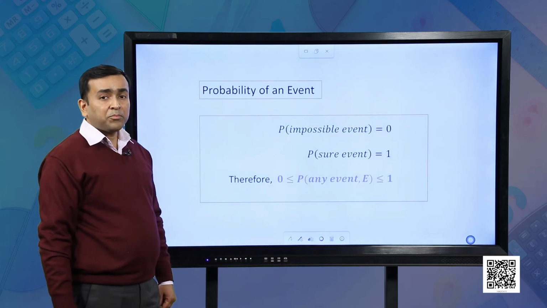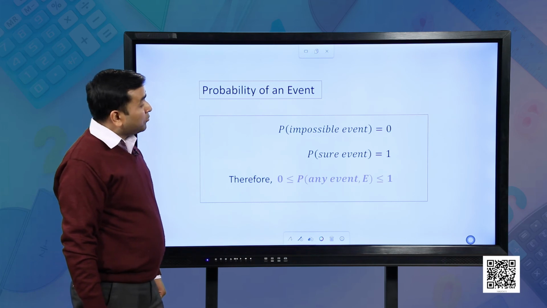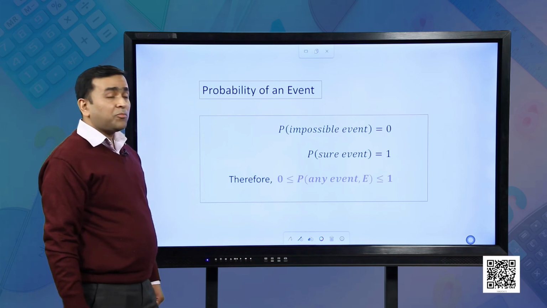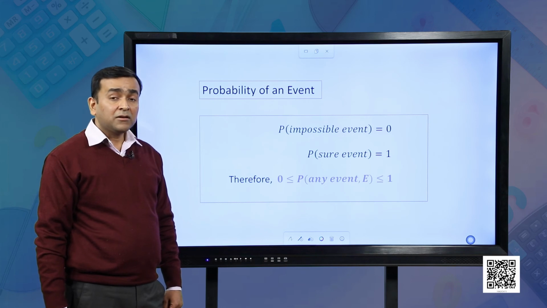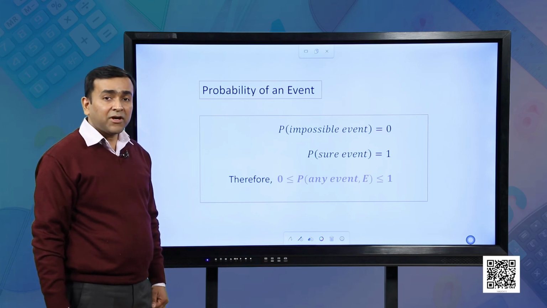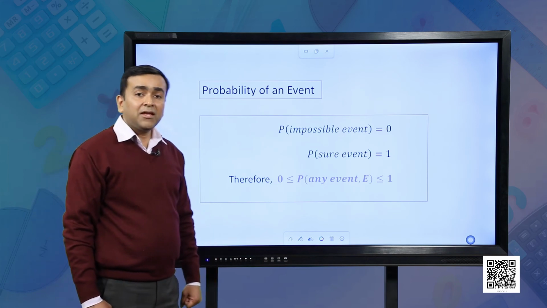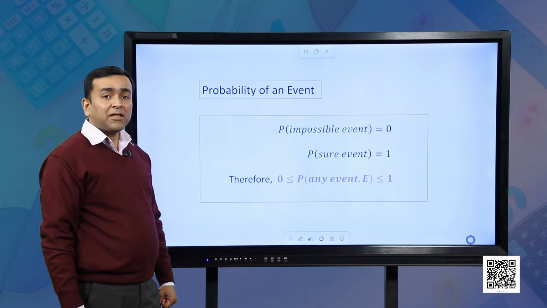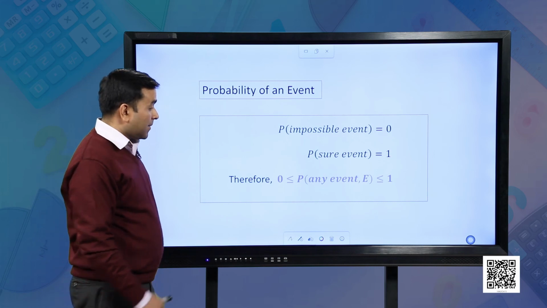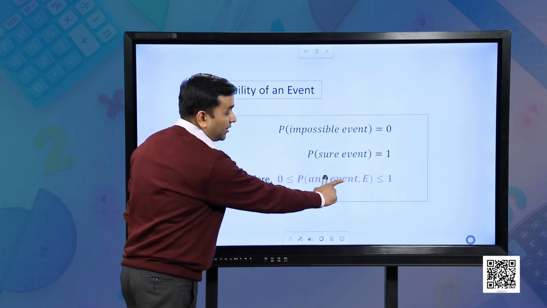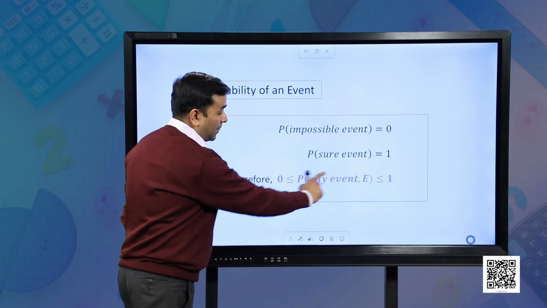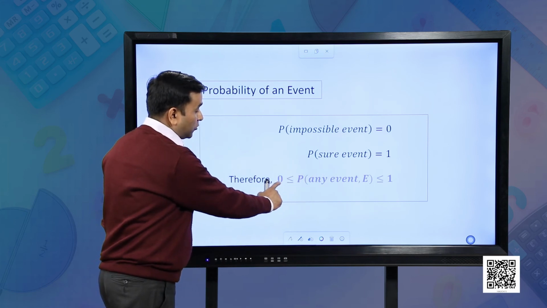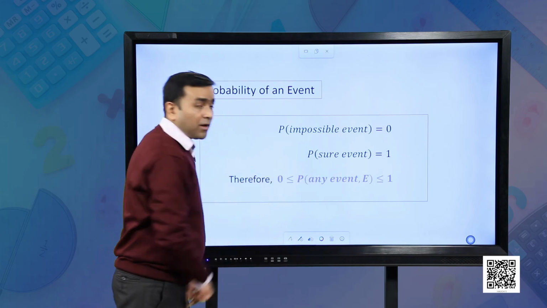Let us recap. Probability of an impossible event is 0 and probability of a sure event is 1. So, what is the probability of any event? The probability of any event lies between 0 and 1, and mathematically we write it as P(E) greater than or equal to 0 and less than or equal to 1.